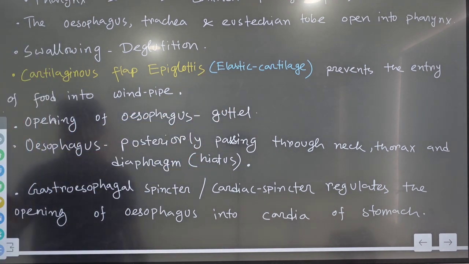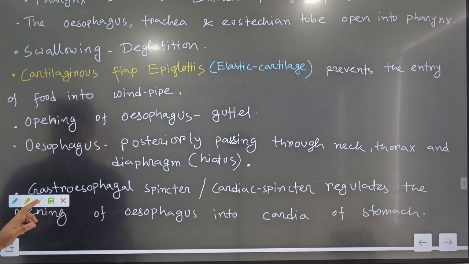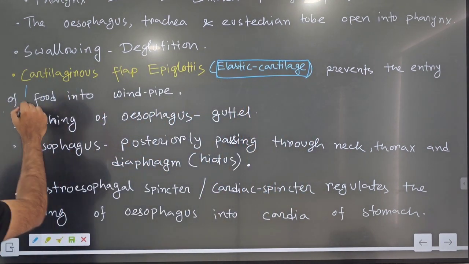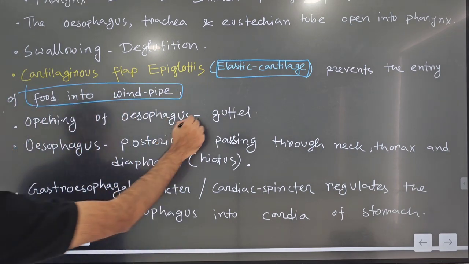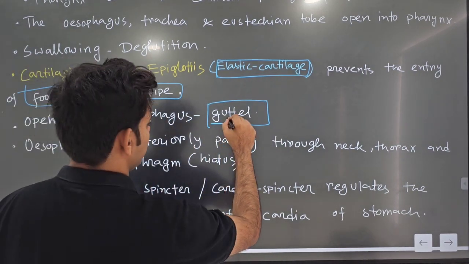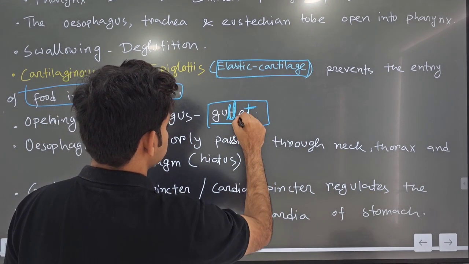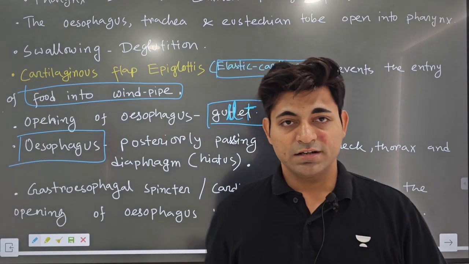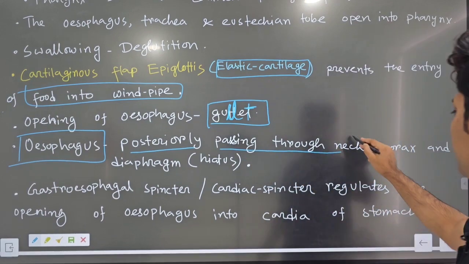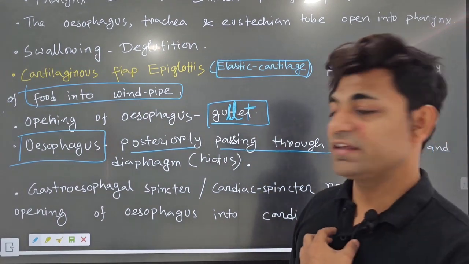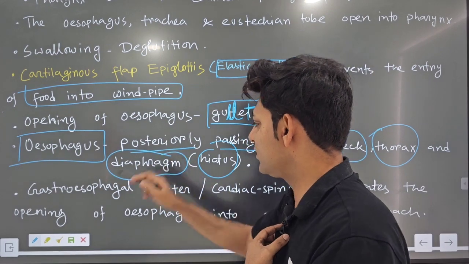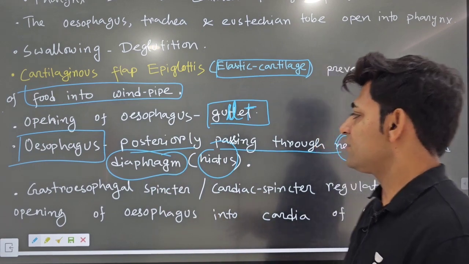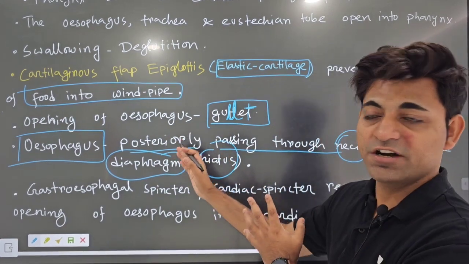Here we have spoken about the epiglottis. You need to remember, it is a cartilaginous flap made up of elastic cartilage which prevents entry of food into the windpipe. The opening of the esophagus is called the gullet. Then what is the esophagus? If you want to define it, it passes posteriorly through the neck, thorax, and enters the stomach through the hiatus opening in the diaphragm. Posterior to whom? Posterior to the windpipe.